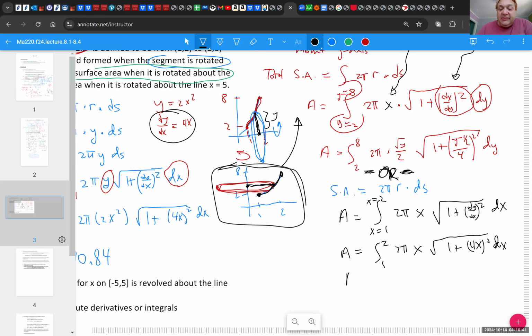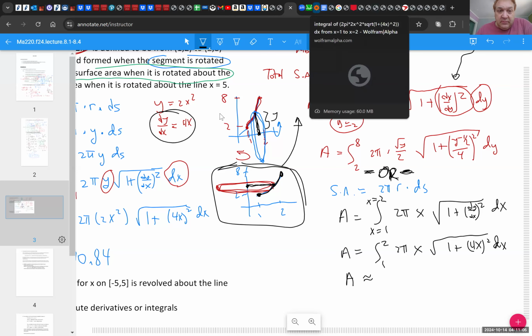I know there's some completionists out there who want an actual number. They're not satisfied with just the integral. So I will type this into my knowledge engine, my algebra engine, to get an answer for those people who want a number. But from my mathematical point of view, we've solved this problem except for typing it into a computer. All right, so we got 1 plus 4x squared. We have x, we have 2 pi, that kind of thing.